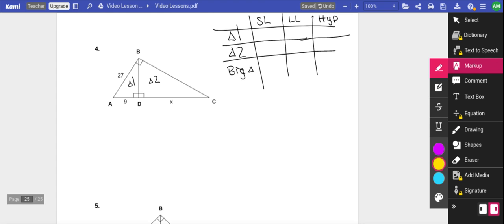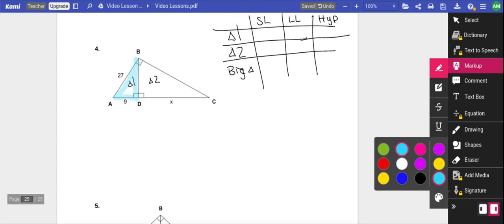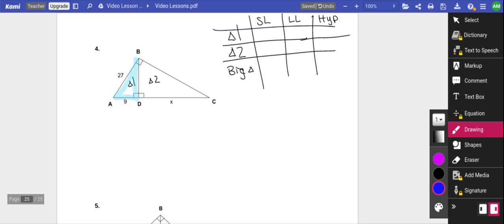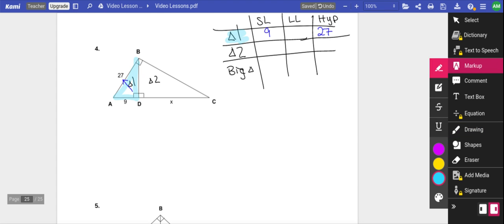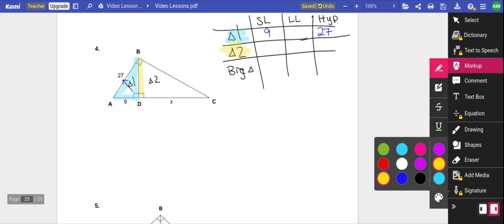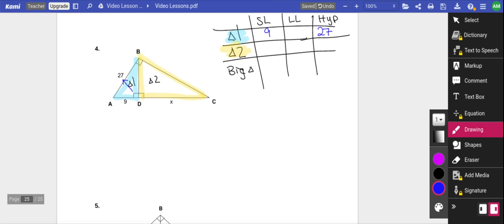So starting with the smallest triangle, I see that the short leg is 9. The long leg is not labeled this time, but the hypotenuse is. The hypotenuse is labeled 27. Remember, the hypotenuse is across from the right angle. Looking at my second triangle, I'm going to color code it in yellow. The only label that I have on any of those sides is that the long leg is X.